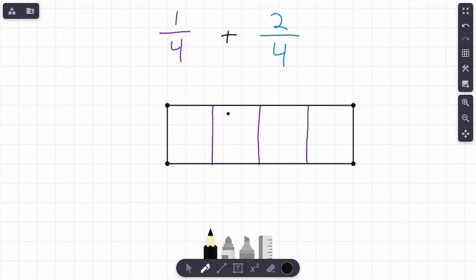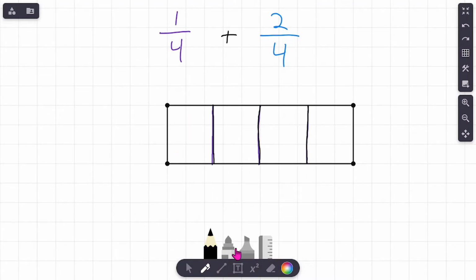I'm actually going to make those lines black, because I don't want to confuse us here. There we go. All right, so we've got 4 equal sections, and I want you to color in this fraction here, 1/4. Okay, so I'm going to color this in, 1/4.